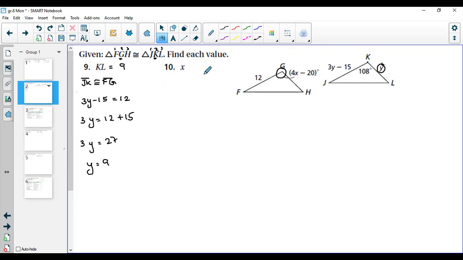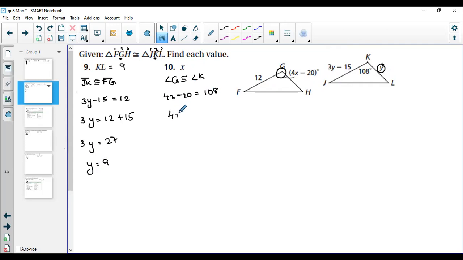Not necessary always that you need to use the same thing. Like for example, here they asked Y, but they did not give us a measure, but we use the other side. You could make use of an angle to find the value of a variable. You could find the length of sides to find the value of a variable. It doesn't matter unless we find the value of the variable. So I could start by saying angle G is congruent to angle K, right? So if angle G is 4x minus 20, I can say 4x minus 20 equals 108.